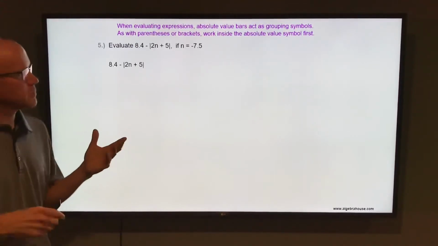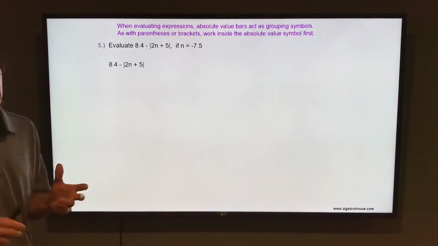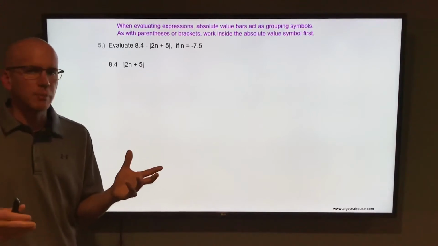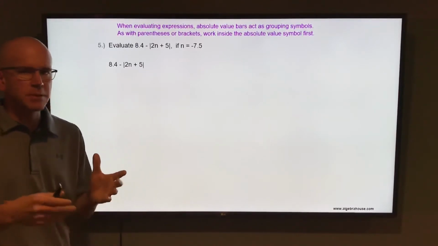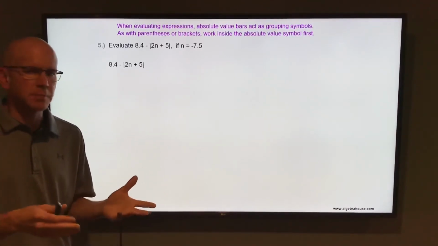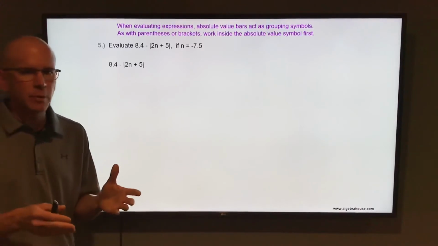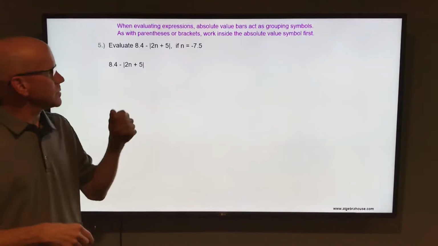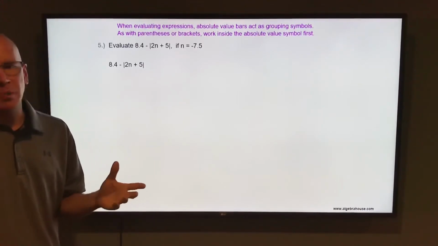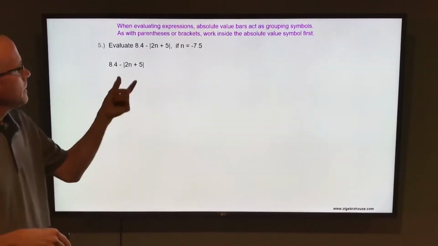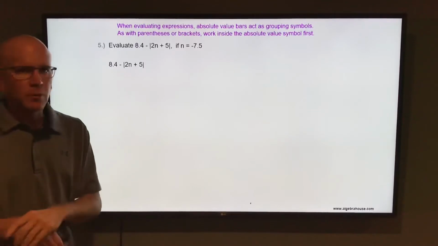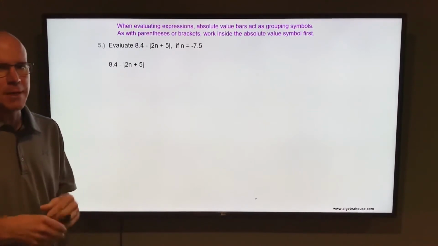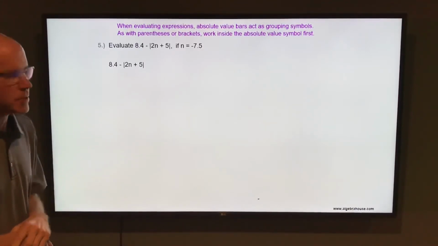If you're evaluating expressions with absolute value, you remember your order of operations. You work inside the parentheses or brackets, then you do the exponents, then multiply and divide from left to right, and then add and subtract from left to right. Well, these absolute value signs work the same way as parentheses or brackets. So you would want to do those first, work inside those, and then follow the order of operations.